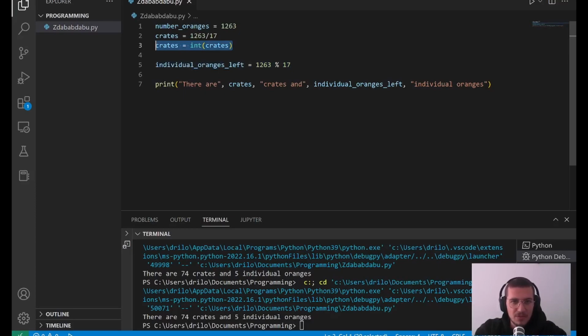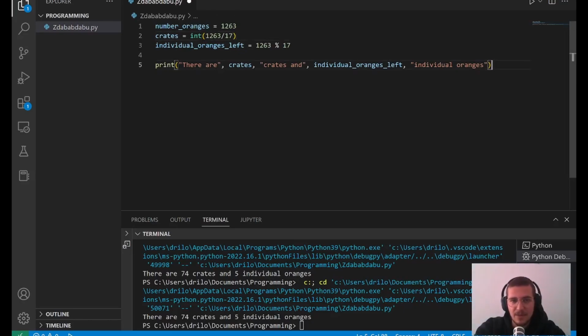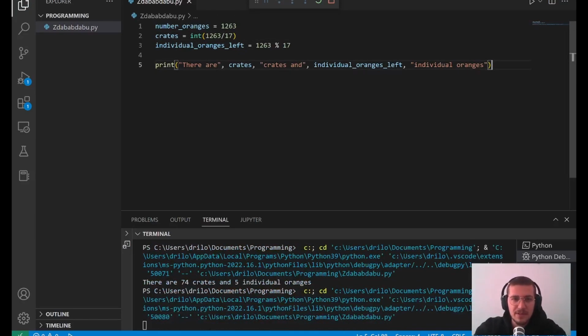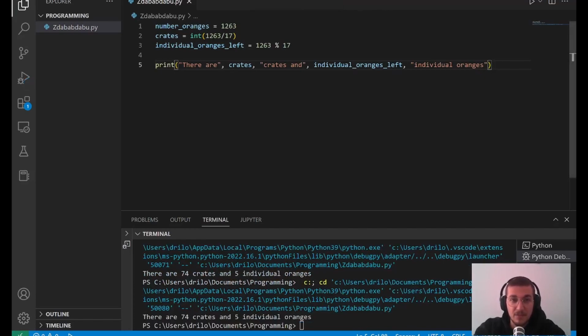We can also make it more compact, so the things here aren't so clunky. We don't have to have 2 lines of code, where crates is equal to this number and then we turn that float into an integer. We can just do it up front in the beginning. We are saying, okay, turn the number that results from 1263 divided by 17 into an integer, and that's it. When we run it, we see it's again the same thing. We didn't change anything, we just made it more compact and a little bit more sightly.